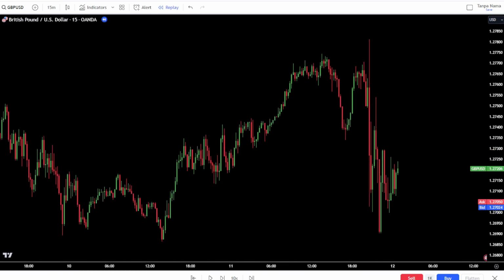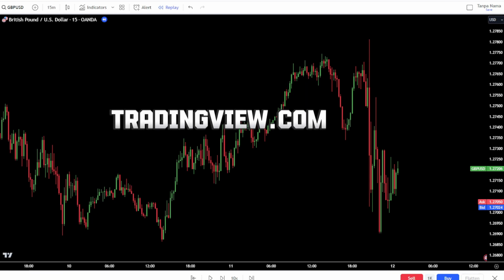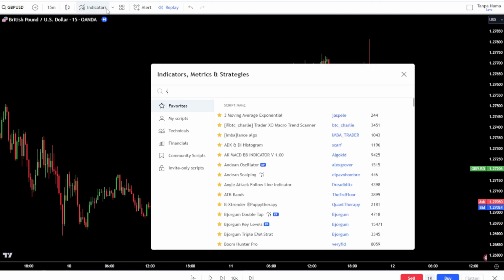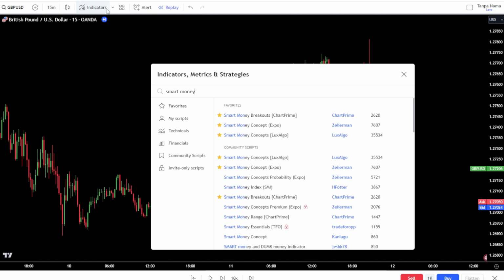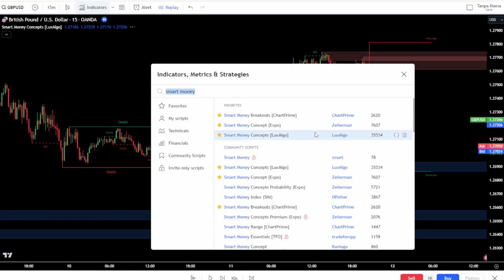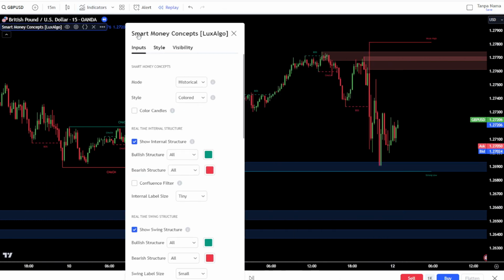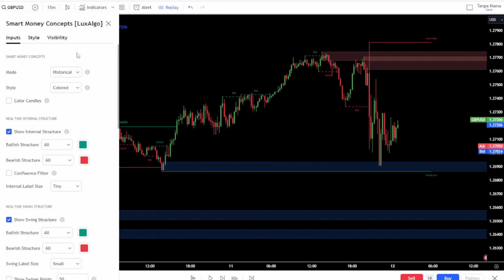To use the Smart Money Concept indicator, you can go to the TradingView platform. Log into the TradingView platform and access the indicator search column. In the indicator search column, type Smart Money Concept and select the Smart Money Concept indicator from Lux Algo. Once selected, proceed to configure the settings for the Smart Money Concept indicator according to your preferences.